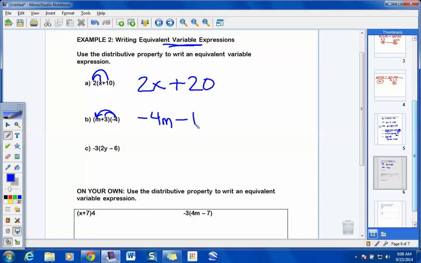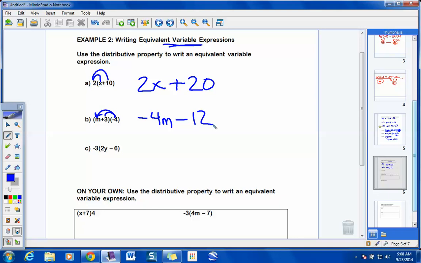By the way, just to back up, what kind of number were you distributing with? What kind of number did I distribute with right here? Negative. What's that going to do to all the signs inside that quantity? Flip them. They were all positive. Is everything negative over here now? Flipped everything, right? Okay.